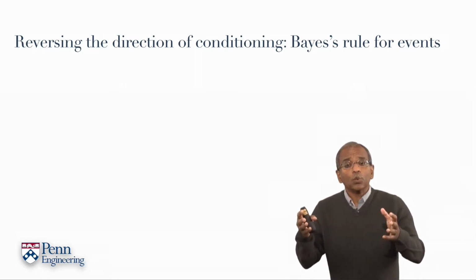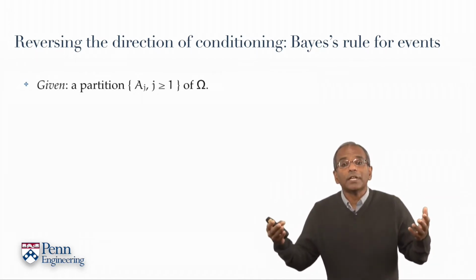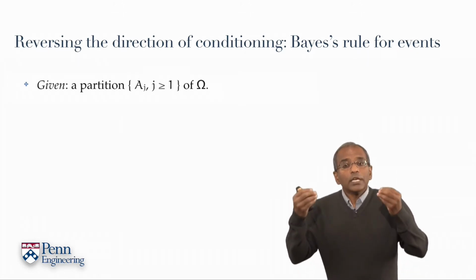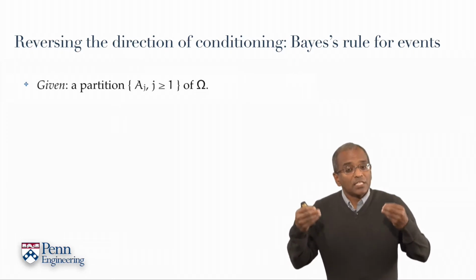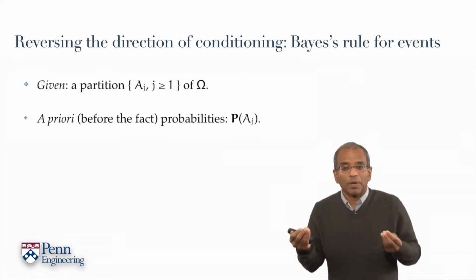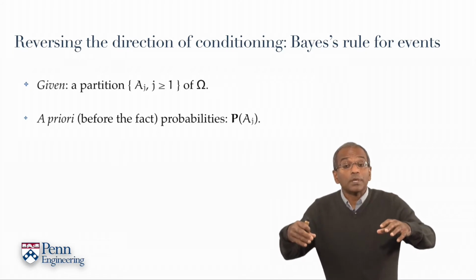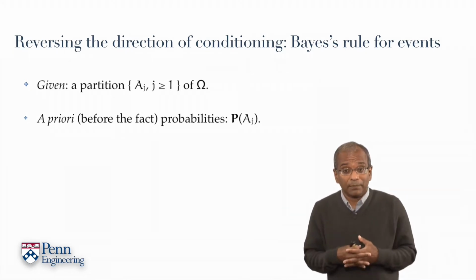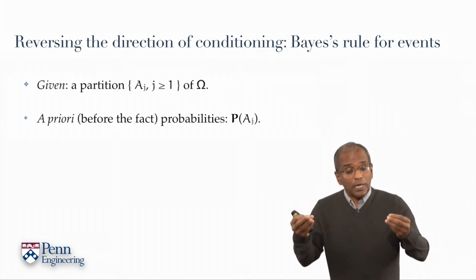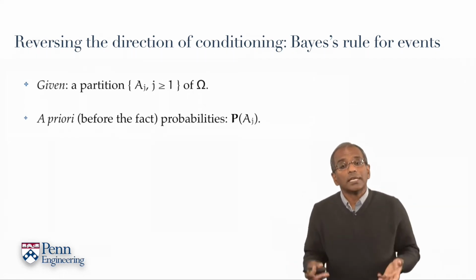And imagine that we have a partition of omega into a finite or countably infinite number of events, A sub j. We will think of the probabilities of these events, A sub j, as the a priori probabilities of a chance experiment. These are the probabilities that one starts with before the experiment is actually performed, before we see anything. Probabilities before the fact.